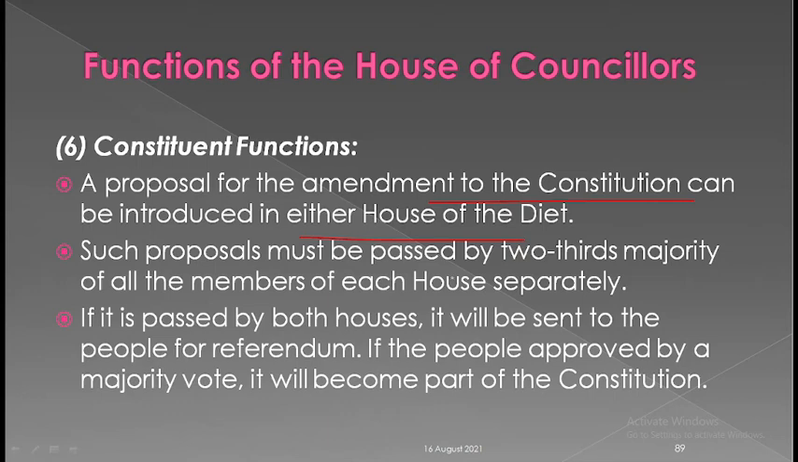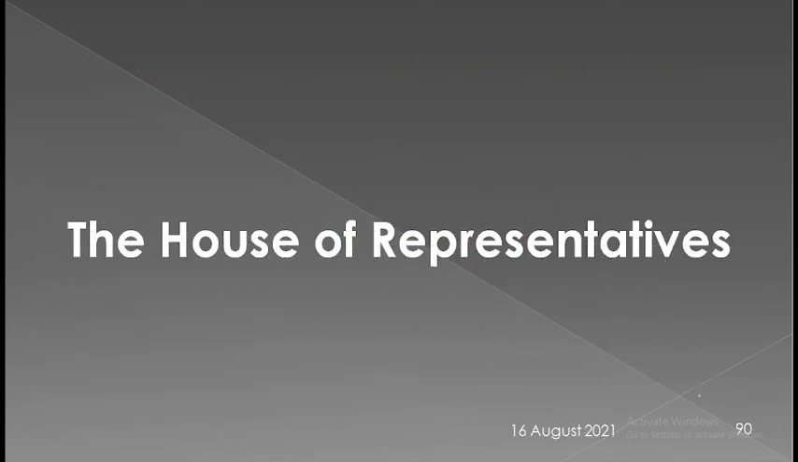Such proposals must be passed by a 2/3 majority of all the members of each house separately. If it is passed by both houses, then it will be sent to the people for referendum. And again, if the people approve by a majority vote, it will become part of the Constitution after the Emperor formally recognizes it. Now let's come to the House of Representatives, or the lower chamber.